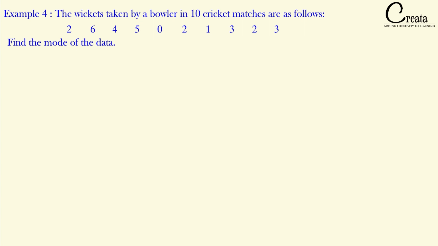Here if you observe this question, the question is: the wickets taken by a bowler in 10 cricket matches are given. The scenario is of a cricket match. In the first match, that bowler has taken 2 wickets. In the second match, the bowler has taken 6 wickets. Very good. In the next match, 4 wickets. In the next match, 5 wickets. Further to that, 0, 2, 1, 3, 2, 3. So basically that bowler has undergone 10 matches.